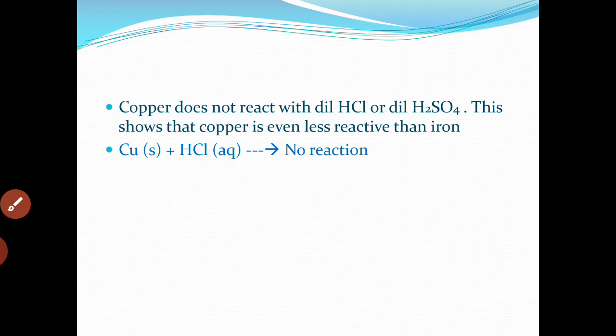Now let's see about the copper. What happens when copper reacts with dilute hydrochloric acid or dilute sulfuric acid? When you react this metal with any of these acids, it will not give any reaction because copper is less reactive. Copper does not react with dilute hydrochloric acid or sulfuric acid at all. So this shows that copper is even less reactive than the previously discussed metals.